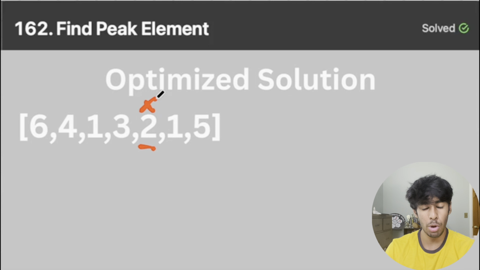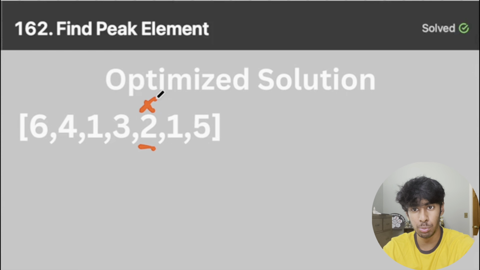But if we were to decide whether we want to look to the right of 2 or to the left of 2, which should we choose? Well, the answer is we want to look to the left of 2. And the reason being is the left neighbor to 2 is larger than 2. So now let's take a look at 3's perspective. We already know that 2 is smaller than 3.